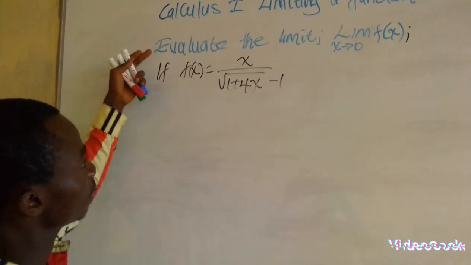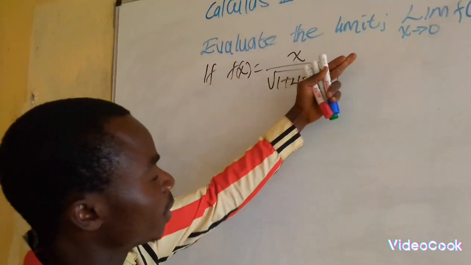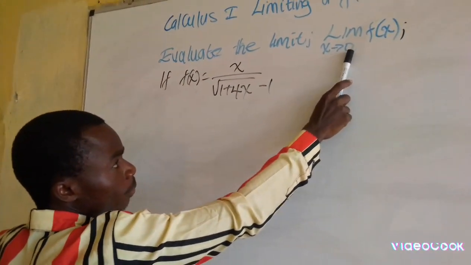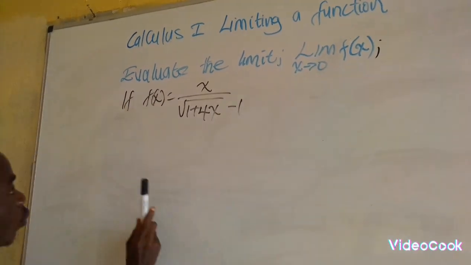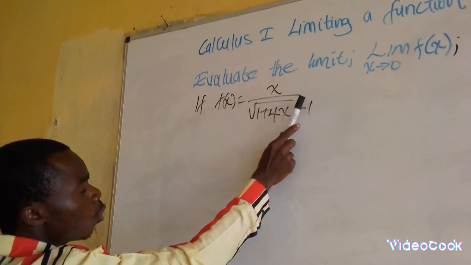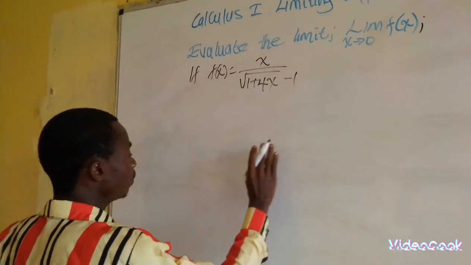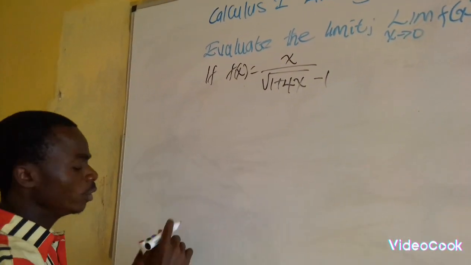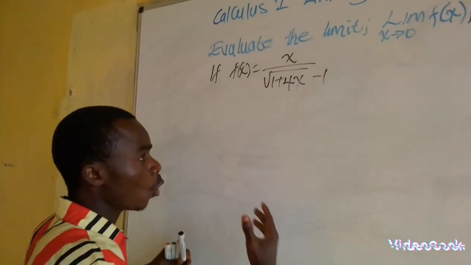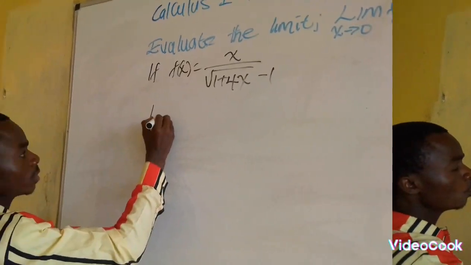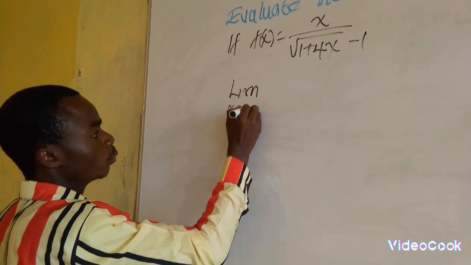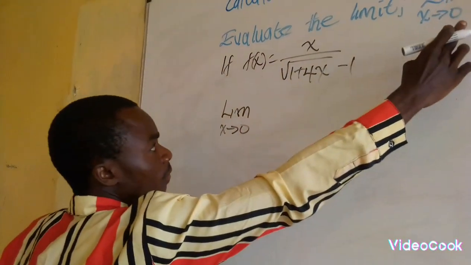We have limits. Evaluate the limit as x approaches 0 of f of x, if f of x is equal to x all over the root of 1 plus 4x minus 1. In this problem, we need to check whether this limit exists or does not exist. Limit as x approaches 0 of f of x, this is f of x, this is the value.